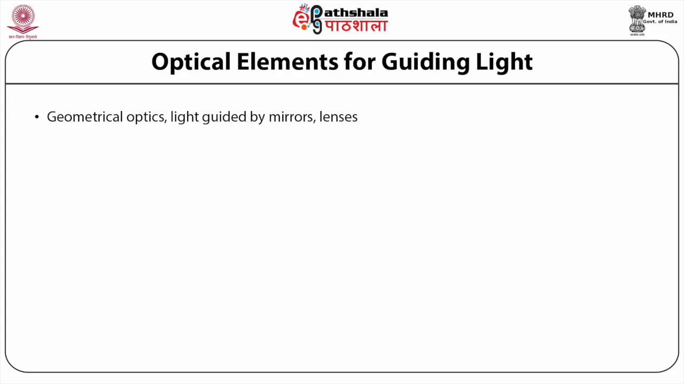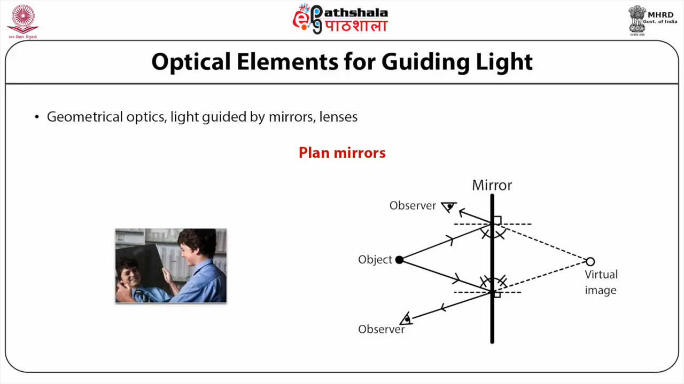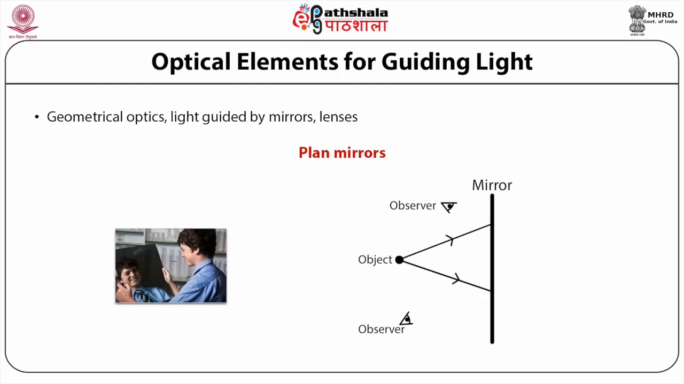For example, the plane mirror. What does a plane mirror do? It is used to see images of objects which are not directly in your view. For example, in the image shown here, you have a mirror and you have some object, and you are standing at a place where you are not able to see the object directly, but you are able to see the object through the mirror. This imaging of the object through a plane mirror can be understood simply by the optics called geometrical optics, where light is considered as a collection of rays.